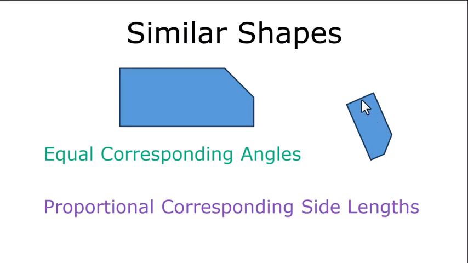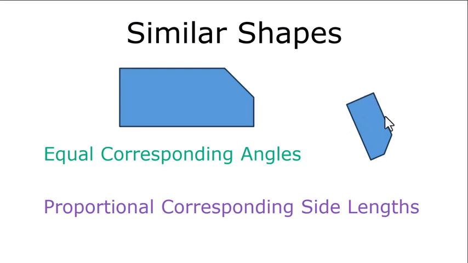So if this shape was essentially double all of the side lengths of this shape, then they would be proportional and these shapes would be similar. However, if you took this shape and made it a little bit shorter, like if you cut off a little rectangle here, then that would make the shapes not similar because some of the side lengths would be twice as big and some would be even more than twice as big.